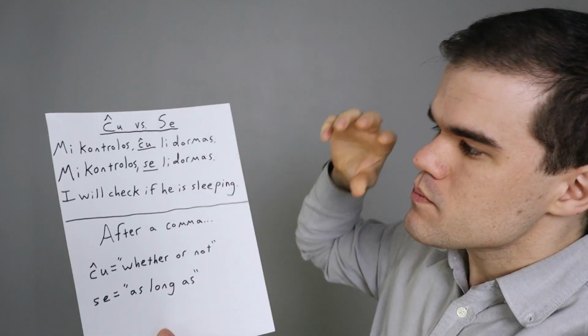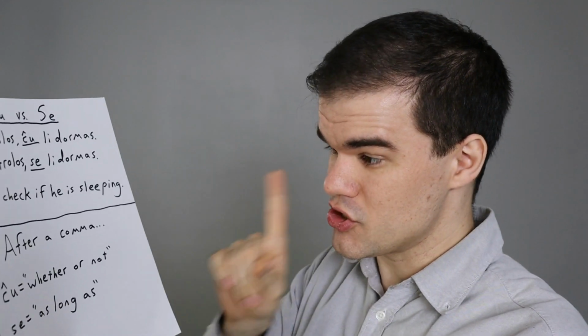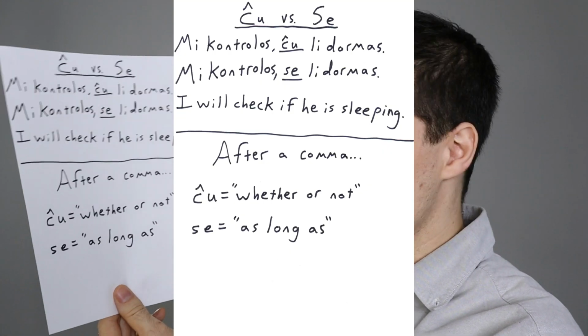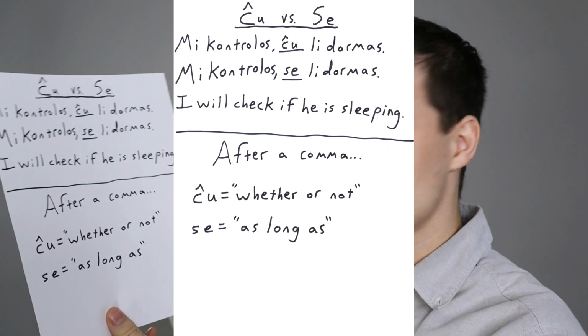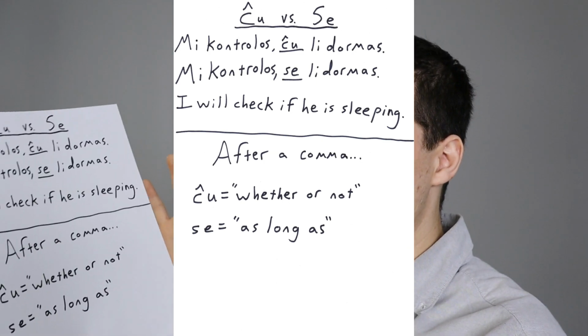They're not interchangeable wordings. So if you remember nothing from this video, this is all you need to know. It's just this one thing. After a comma, the word chu should be replaced in your mind with whether or not. And the word se should be replaced with as long as.